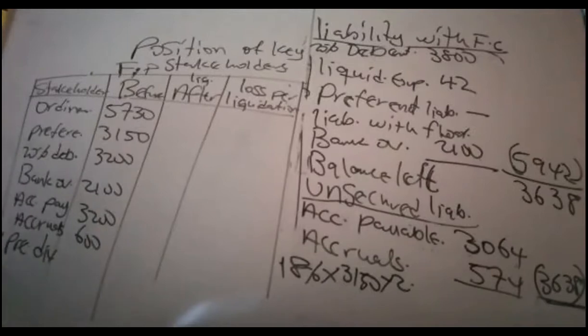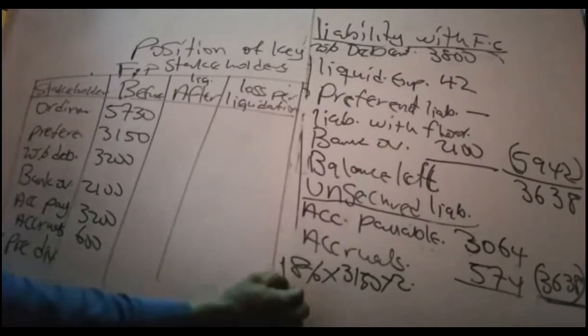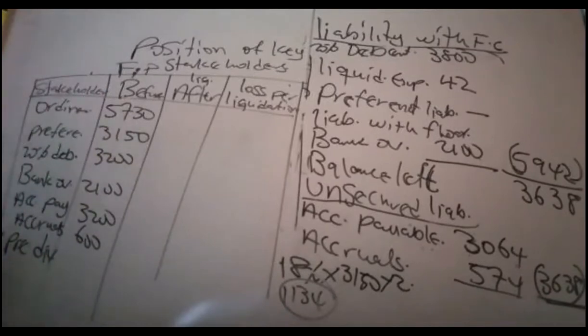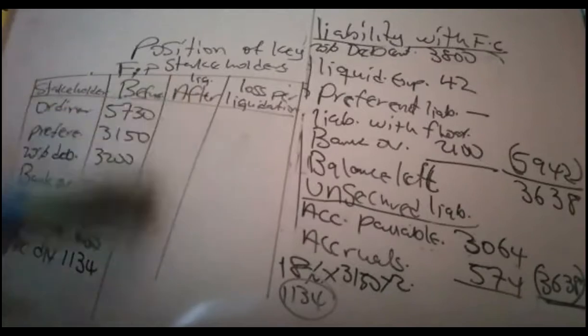So you get 1134. So 1134 is the final answer. So you come here and you put it in: 1134. That is the preference dividend in arrears. Now let's go to liquidation.